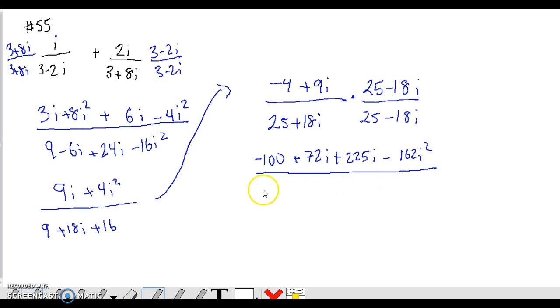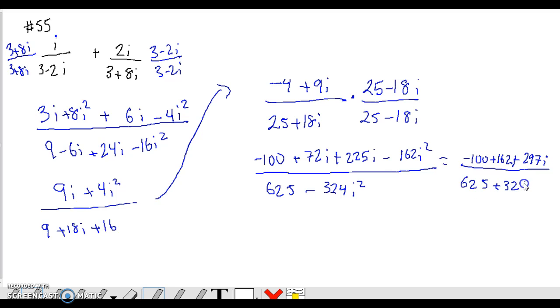On the denominator, 25 times 25 gives you 625. I'm not going to go ahead and multiply those numbers because I know that they're going to cancel each other out. So I'm just going to multiply 18 by 18, and that is going to give you 324i squared. Whew. All right, so we got some adding to do. So this will be a negative 100 plus 162, and then add my i's together. 225 plus 72 will give you 297i. And on the bottom, 625 plus 324.